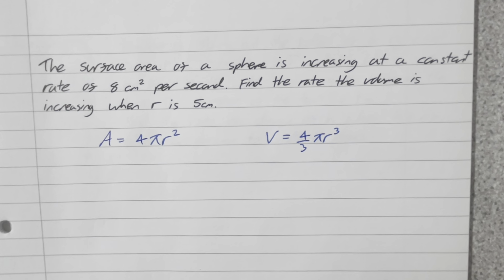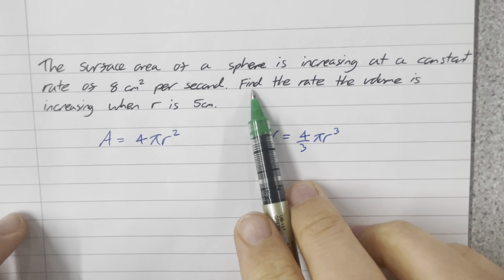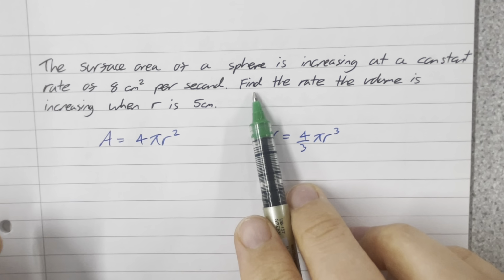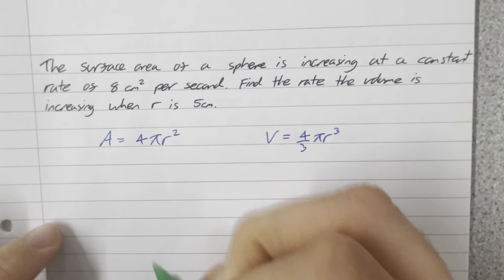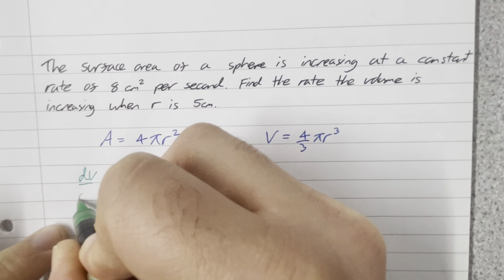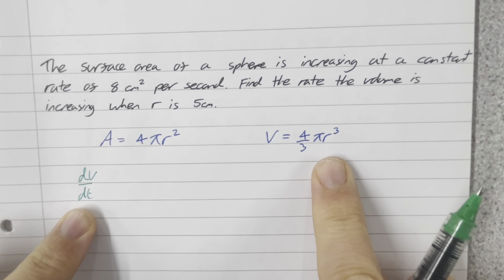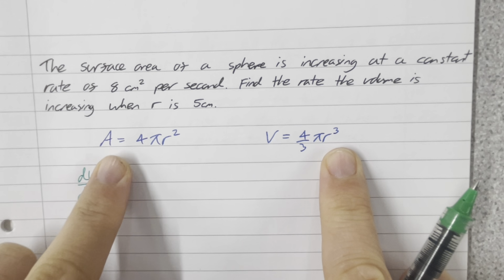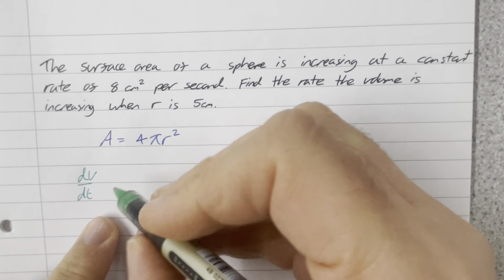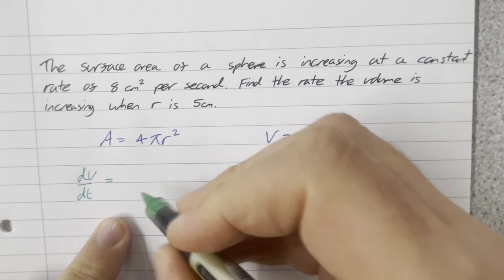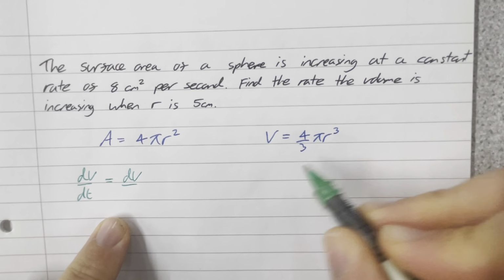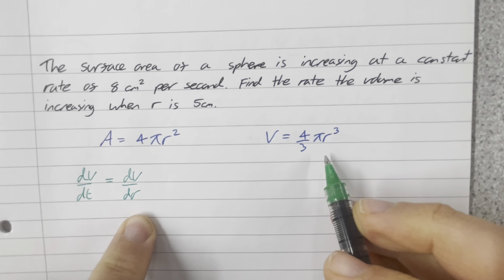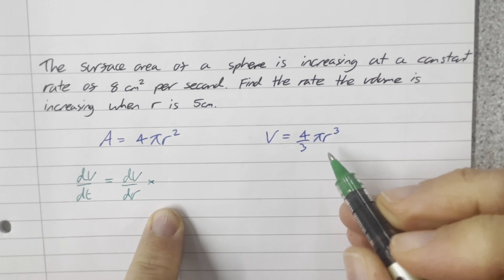So with these questions, I recommend you write down what it is you're asked to find. So in this case, the rate the volume is increasing, so that is dV by dt. And then let's have a look at what we've got here. We've got r, we've got A, and we've got t. So I can write that as perhaps dV. Well, I can find dV by dr. That's definitely we're able to find that.